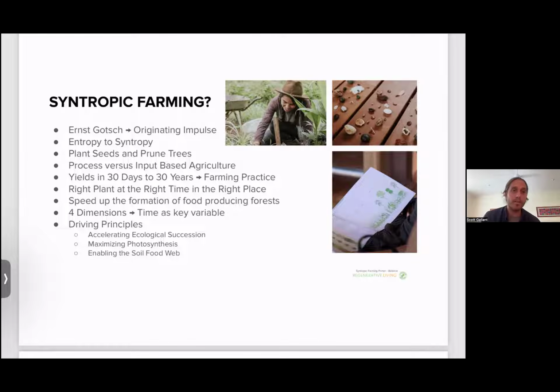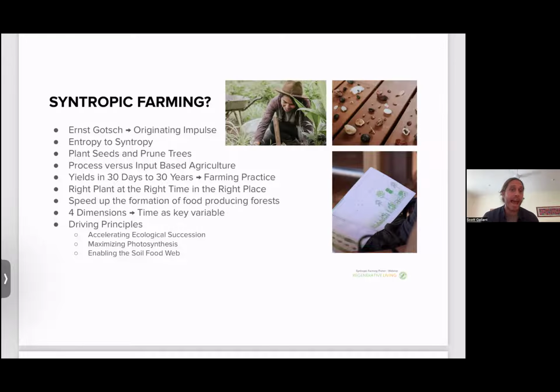He coined the term syntropy as an opposite to entropy. So entropy is this idea from thermodynamics that systems become simpler, they break down over time. In syntropy, in biology, what we see is that over time, systems become more complex. And what we find in biological systems is that the interactions between the soil food web, plants, everything else come together to actually organize energy in specific ways.